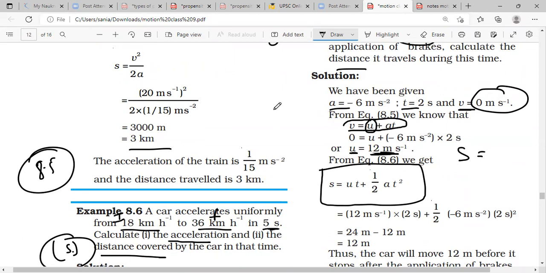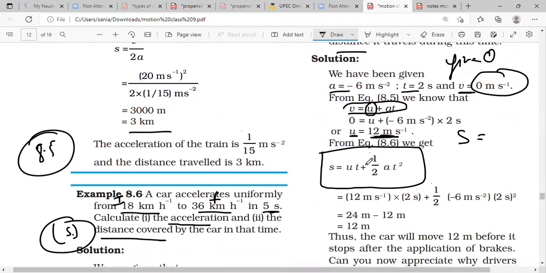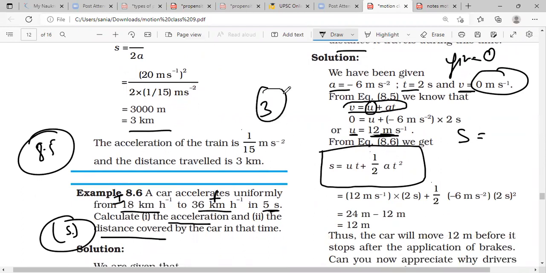Clear? But in case, wherever the word brake is coming, you have to remember that your final velocity is going to be 0. Okay. So from this, because you have this, you have A, you have T, you can find out the initial one. And once you find out the initial one, you can put it. You have three formulas to find S. You can use any formula and you will get the S.